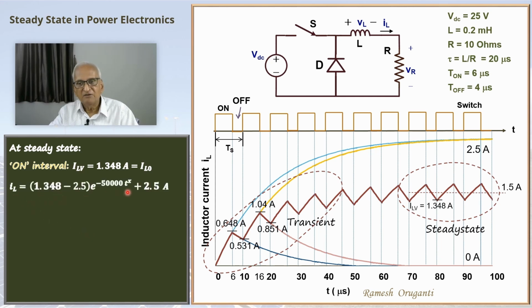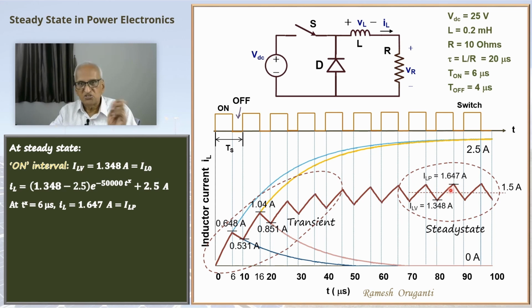So the corresponding equation will be 1.348 minus 2.5 times e power minus 50,000 Tx plus 2.5 amperes, where Tx is the time scale from that instant. Then I substitute Tx equal to 6 microseconds in order to determine the peak current value, and that turns out to be 1.647 amperes. So from 1.348 amperes, I reach a peak of 1.647 amperes.